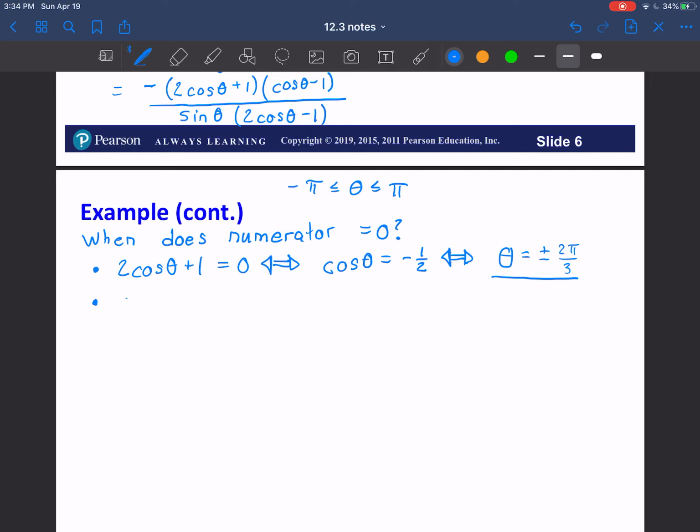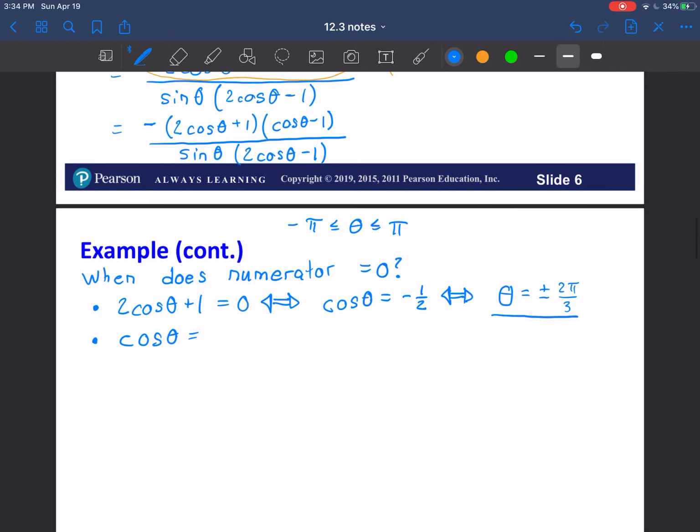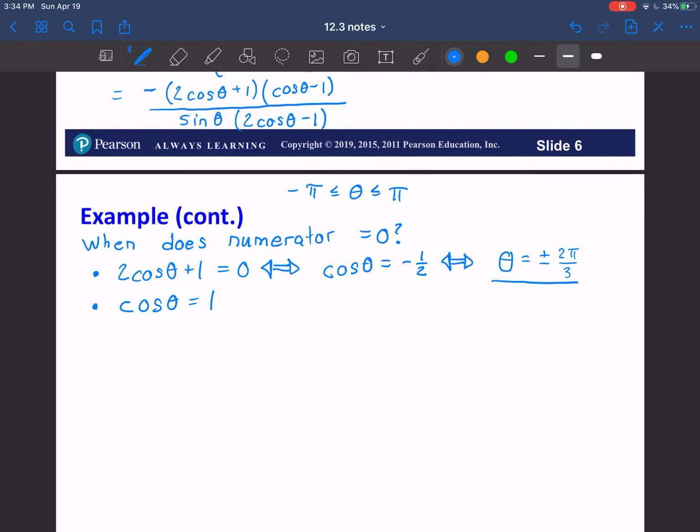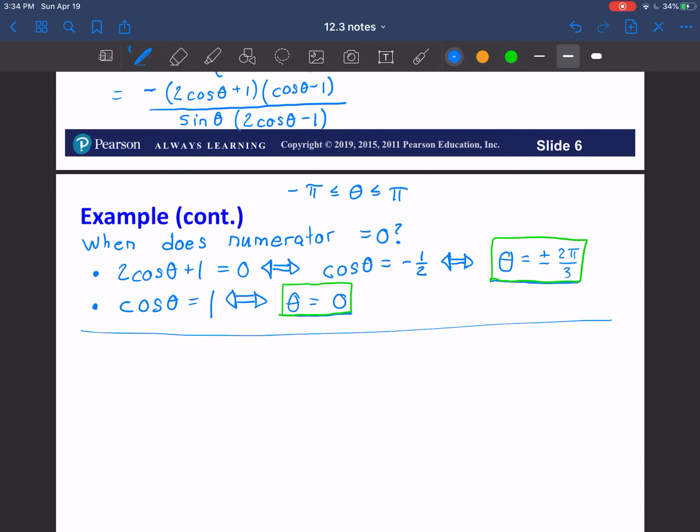Also, the second possibility when the numerator can be 0 is when this term is equal to 0. That occurs whenever cosine of theta is equal to 1. And of course, that one occurs whenever theta is equal to 0. So let me just box each one of these possibilities in. We will use those in a minute. All right, so that's when the numerator is equal to 0.